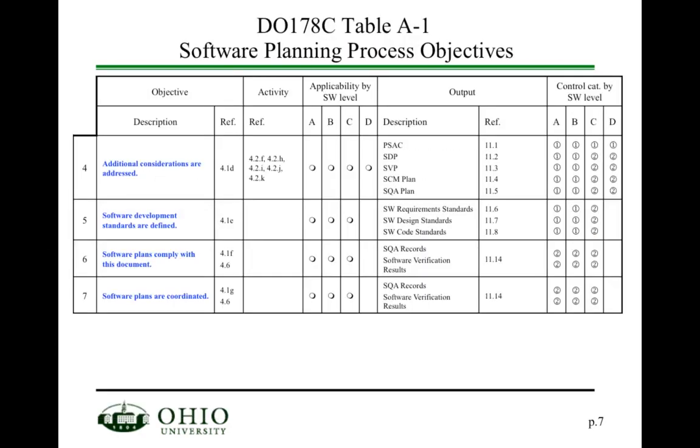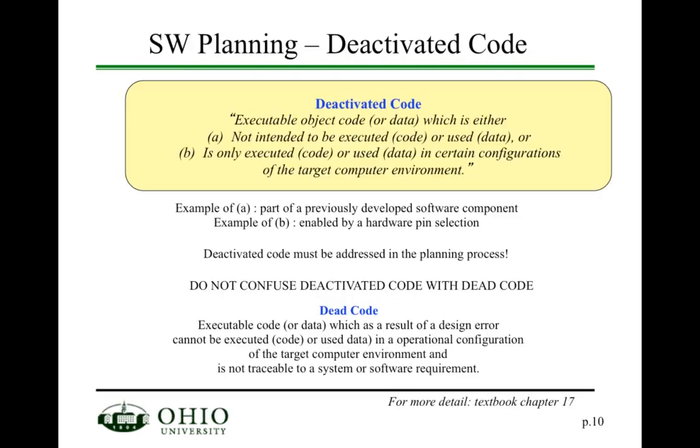So if you go back to the objectives table, one of the objectives is to address all the additional considerations. And we saw this in the previous module, that one of the things you have to consider is a thing called deactivated code. Remember, this is executable object code which is either not intended to be executed or used, or only executed in certain configurations. An example would be part of previously developed software.